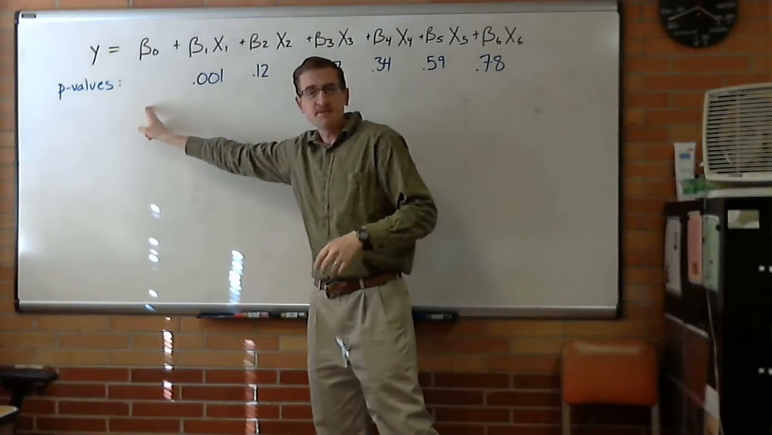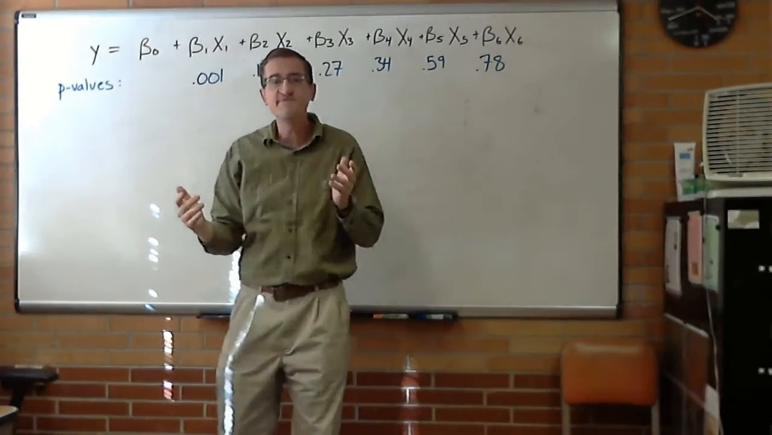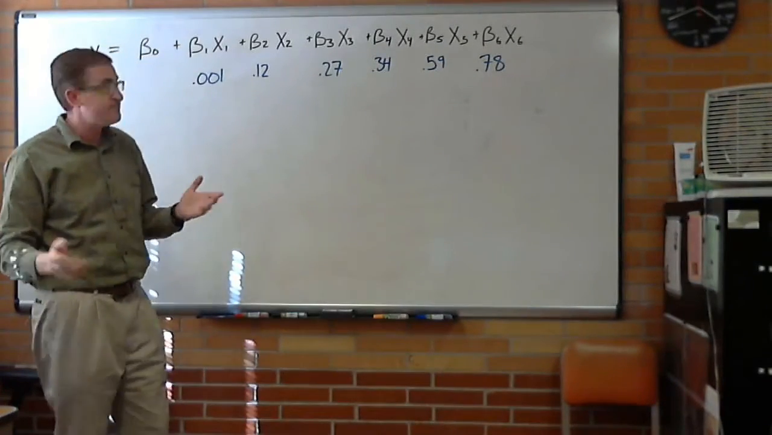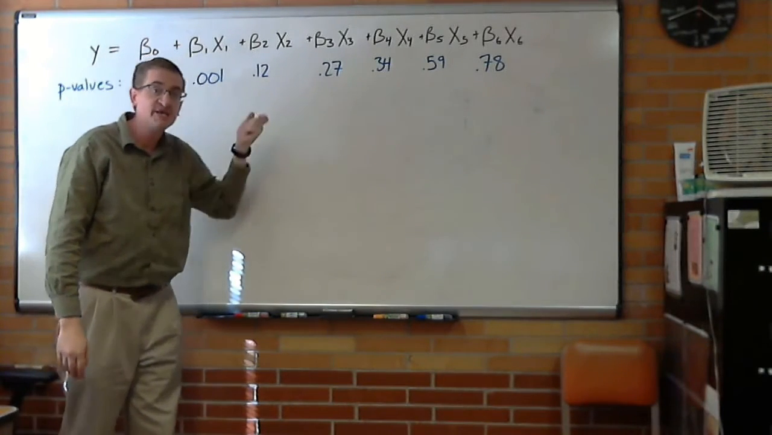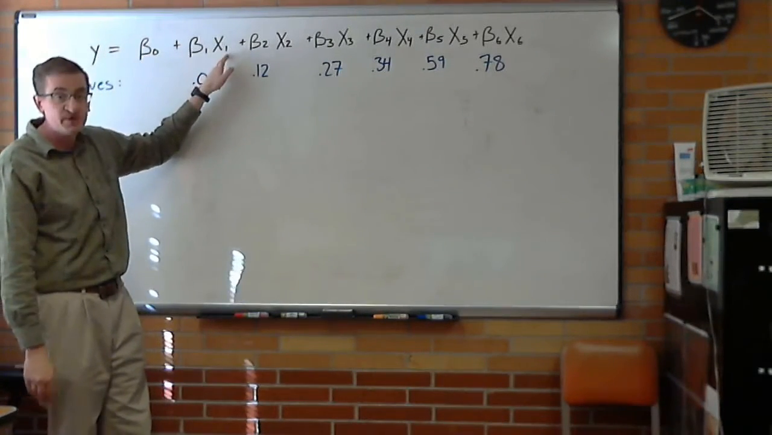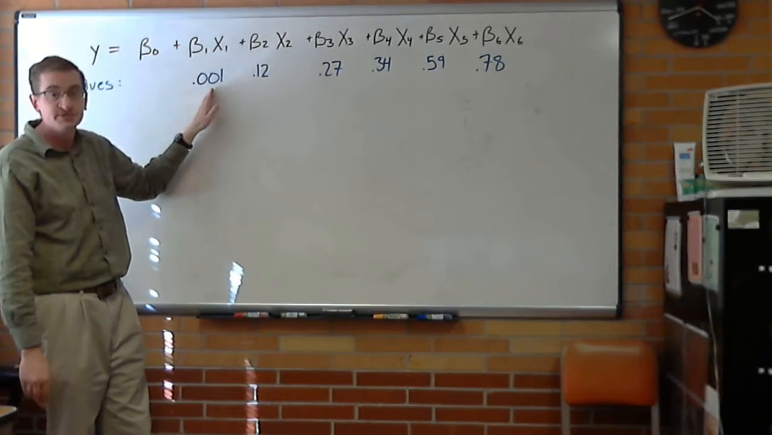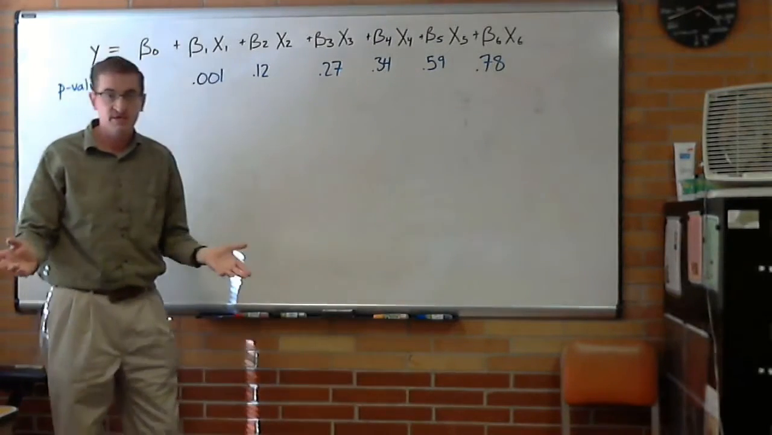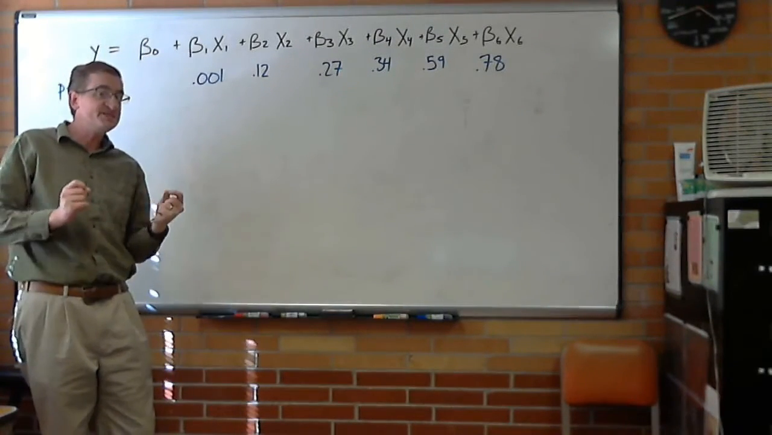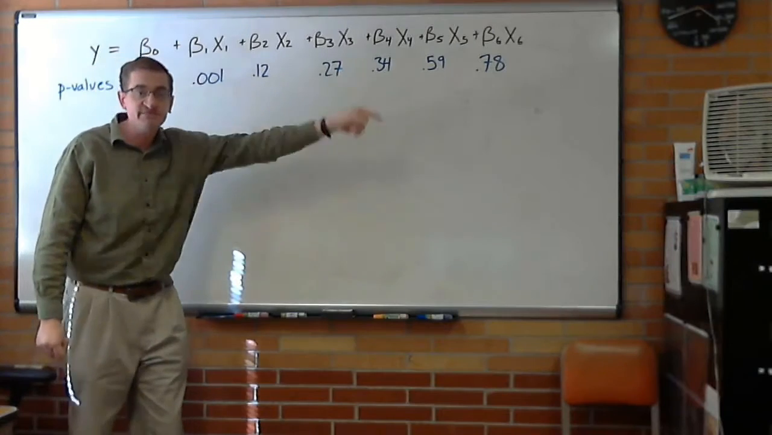Notice I don't really care about the p-value for the intercept. I'm just using a value that I need in order to make my model work. So these guys are the ones I'm worried about. Should I keep these variables in? Does x1 help us predict y? Well, small p-value says yes, it does. But it's the only thing that helps predict y. And your instinct is to say, let's delete everybody else.